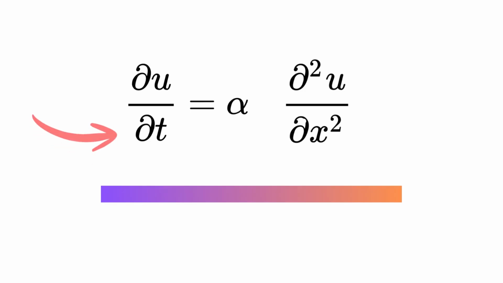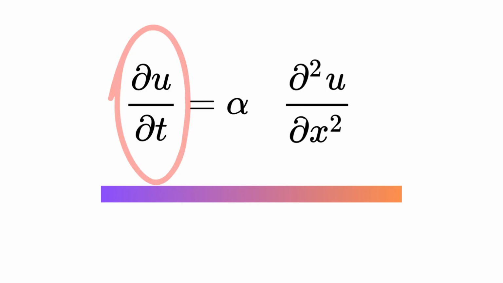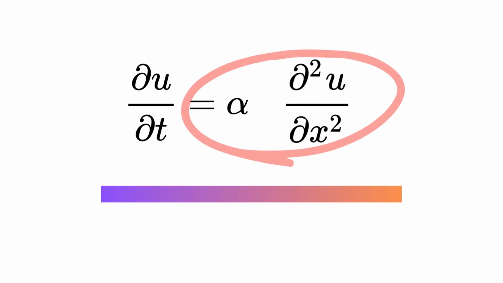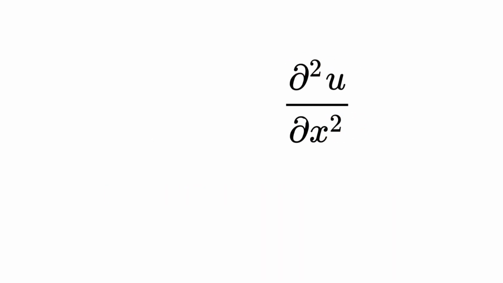We're not using ordinary derivatives, written with d, we're using partial derivatives, written with this symbol. This is because temperature depends on two variables, space and time. So the left side tells us how temperature changes with time. But the right side is more interesting. It contains the second derivative with respect to space. Why the second derivative? Because the second derivative measures curvature.